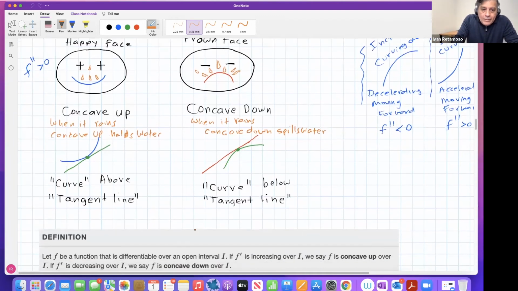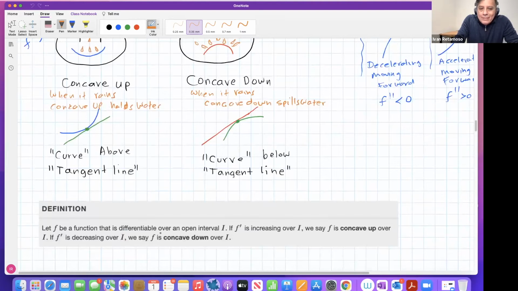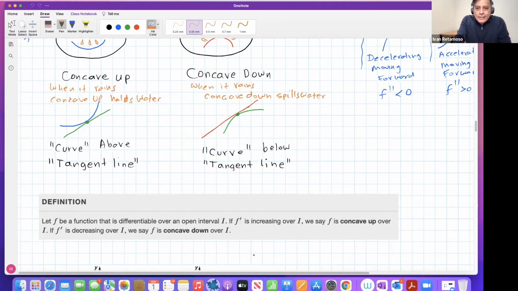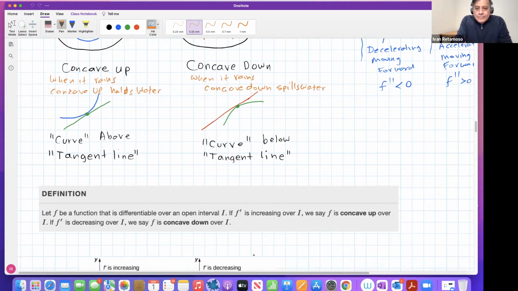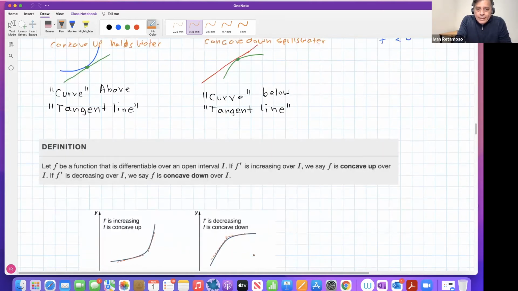The formal definition of concavity is this: let f be a function that is differentiable over an open interval I. If its derivative is increasing over I, we say that f is concave up. Not the function, but now the derivative. And if the derivative of the function is decreasing, then we call it concave down. Derivative increasing is like accelerating the car when driving. Derivative decreasing is like decelerating the car when driving.